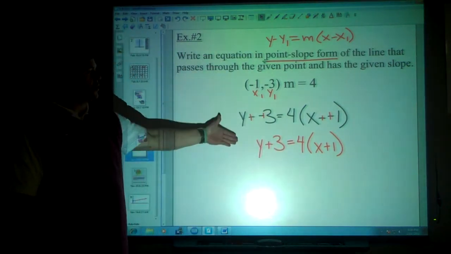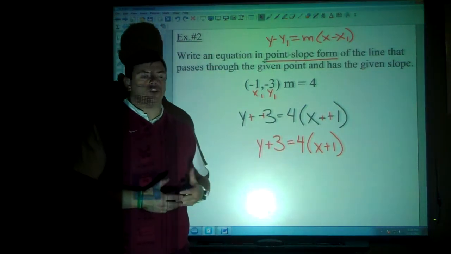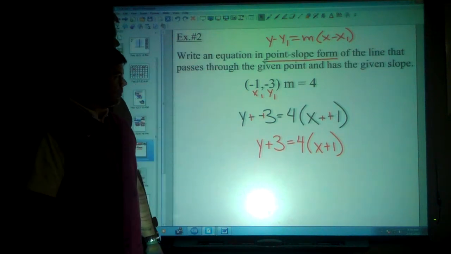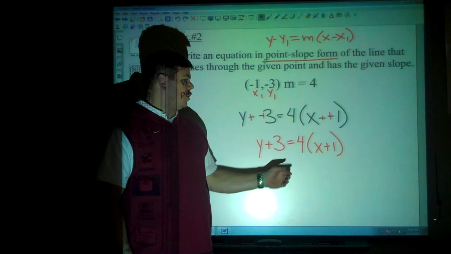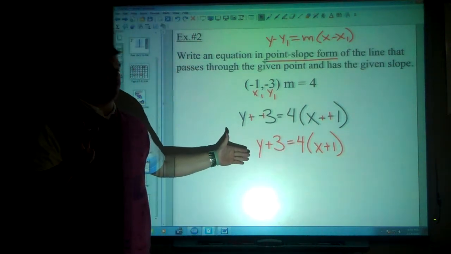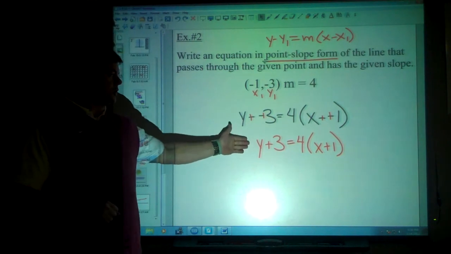And that's all it's asking us to do. It's not asking us to convert it into slope-intercept form. It's just saying write an equation in point-slope form. So we use that point and that slope, we substitute it in, and we have our equation. We're still 2 steps away from making it slope-intercept form, but this is all it's asking us for right now.